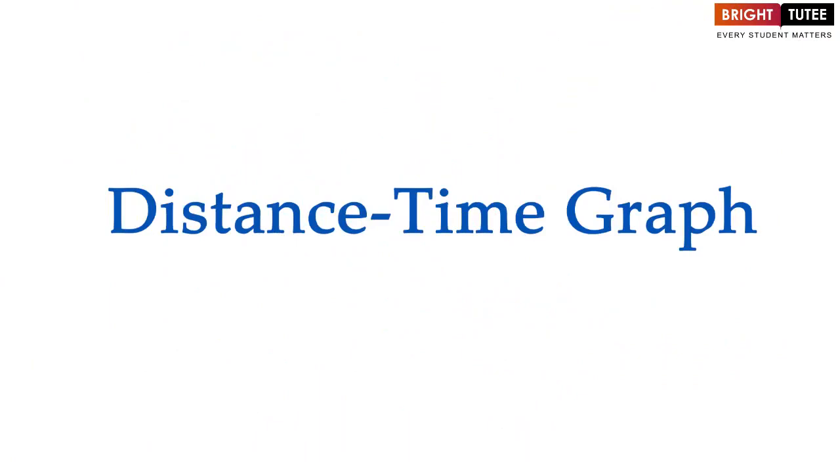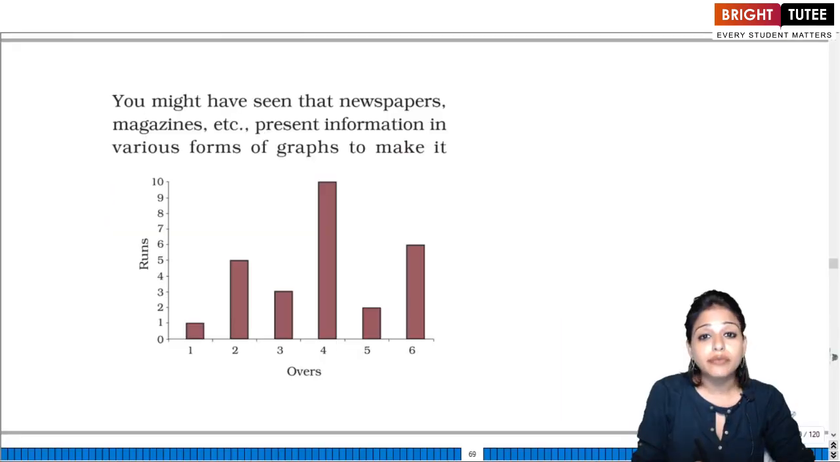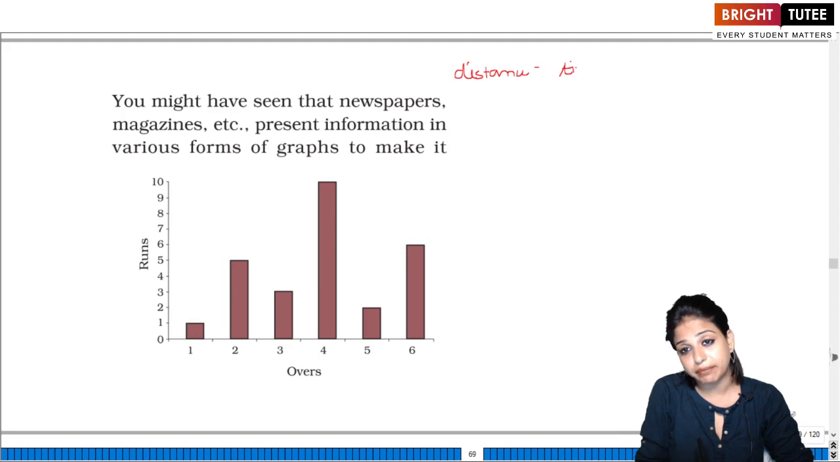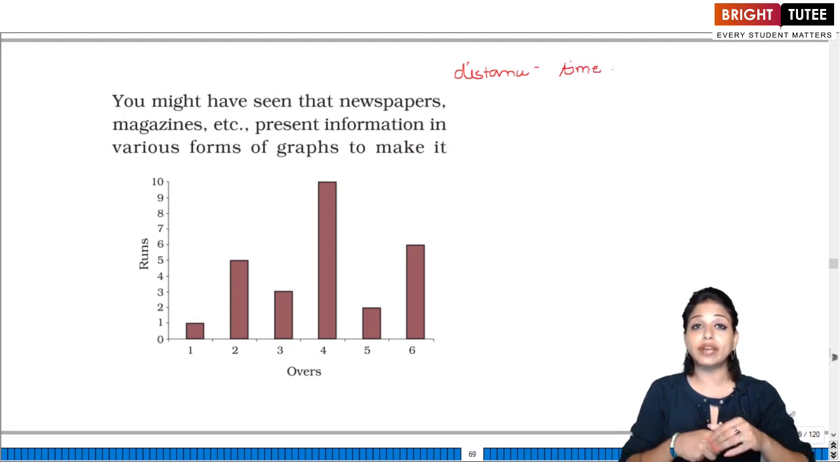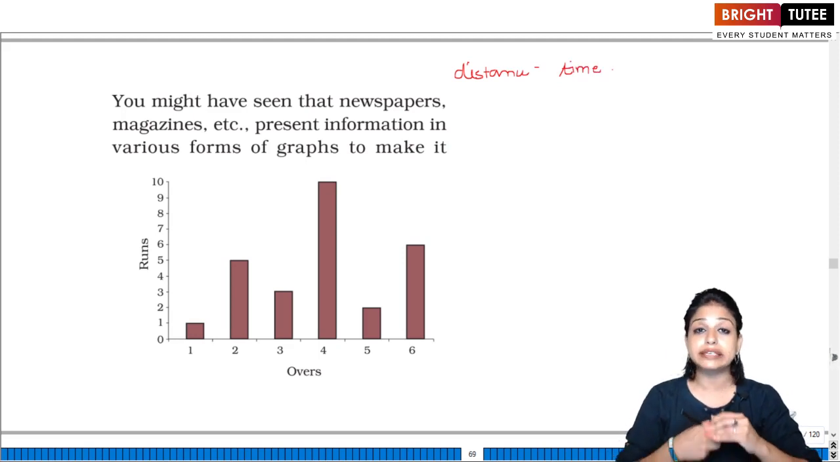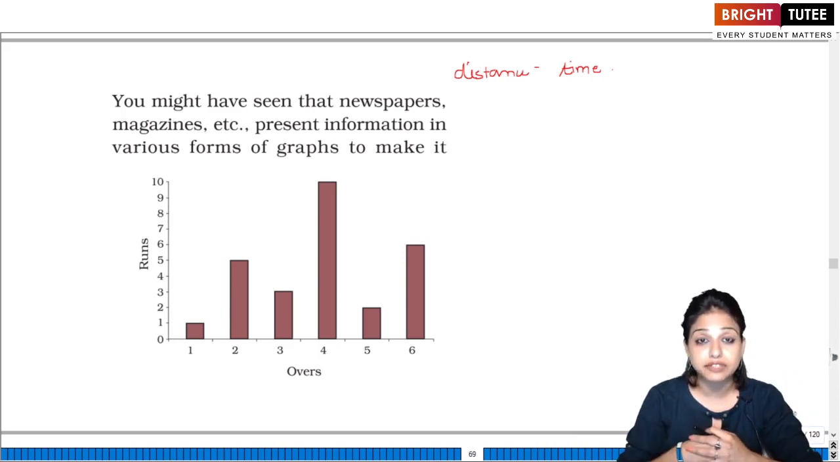Let us start learning with a very important topic that is called distance time graph. Now when I say distance and time, we know that this graph can give us the information about how much distance must be covered in how much time. Before we move to understanding how to make a distance time graph, we need to understand how varied the graph forms can be.